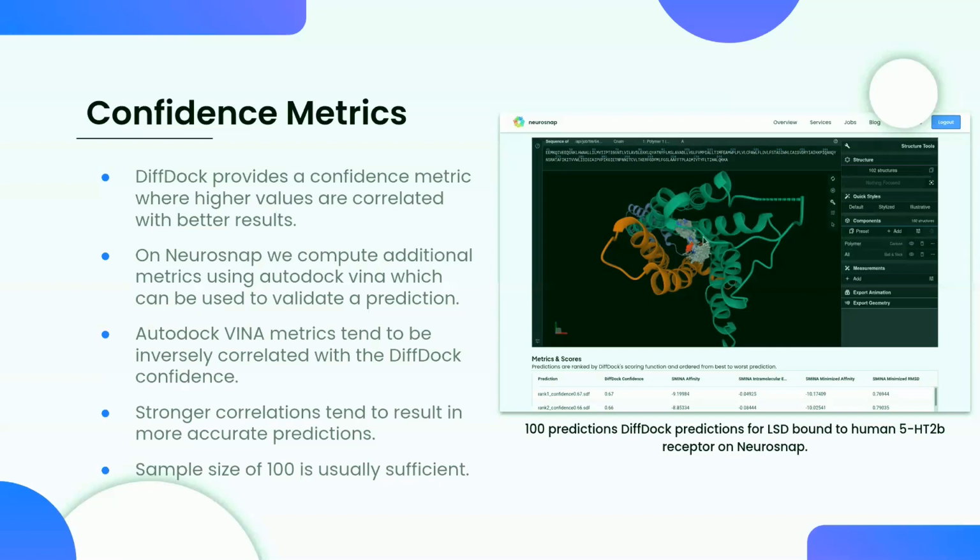Another thing is over here, this is the same LSD example, but essentially what we did was we asked DiffDock to make 100 different predictions. We see all of them are pretty much localized around the same pocket. So this could be another metric for confidence, where if you were to see a spread, then we know that maybe we wouldn't actually see that much of a strong interaction.